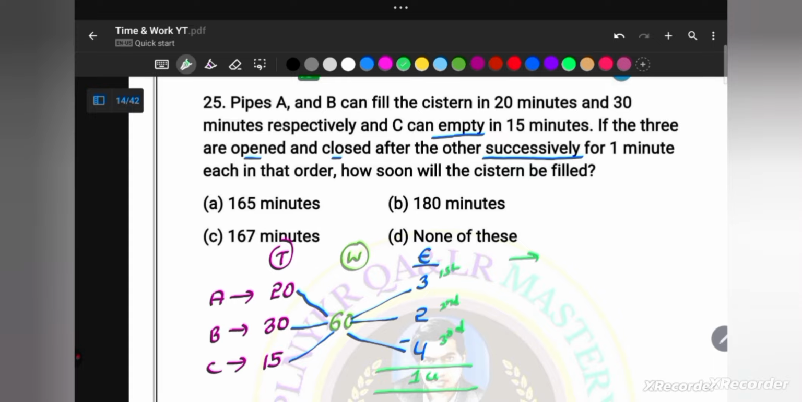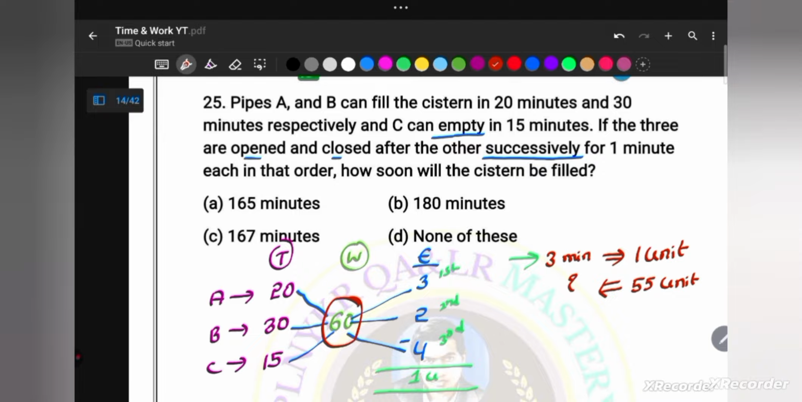So clearly here, after 3 minutes, how much of the work is done? 1 unit of the work. So our task is to complete the 60 units, right? Now we'll be taking the last step manually. So let us take how much time to complete 55 units of work.